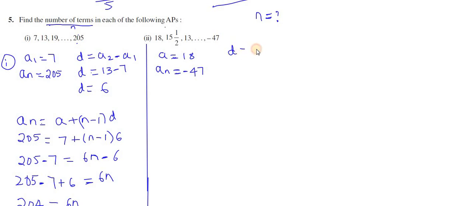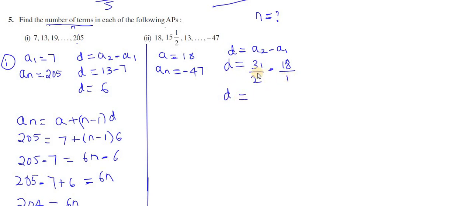So d is equal to a2 minus a1. d is equal to a2 minus a1. So therefore d is equal to, the a2 value is 15 1 by 2. So you can write here 15 times 2 is 30, plus 1, 31 by 2, minus 18 by 1. Nothing is there, in the sense you can write here 18 by 1. Now cross multiply and simplify this.